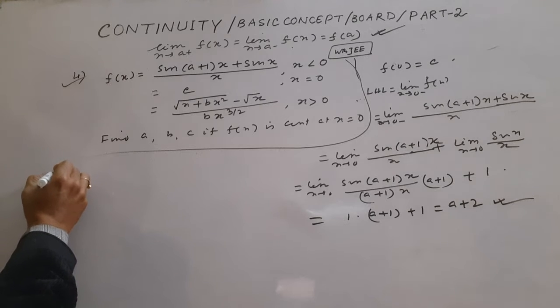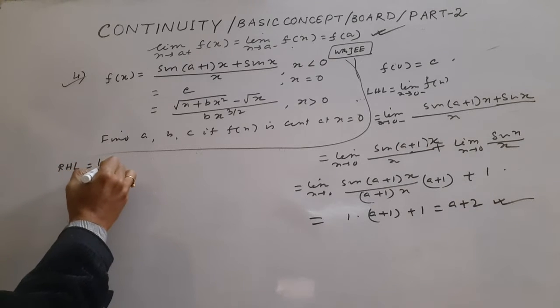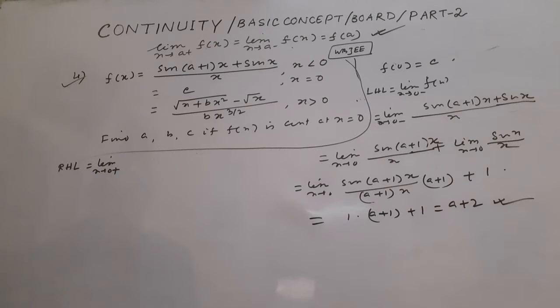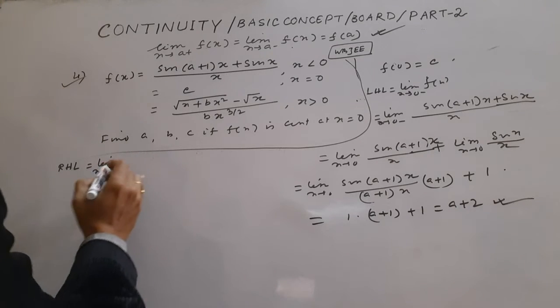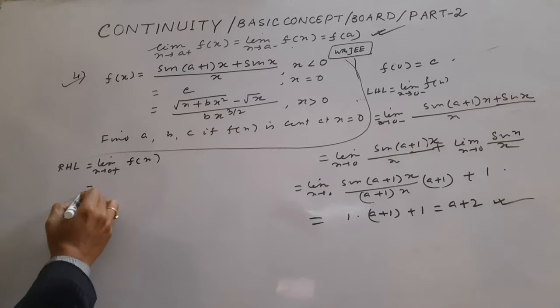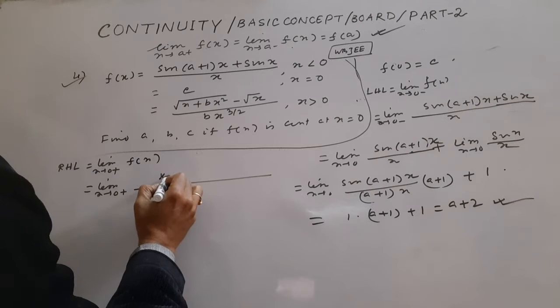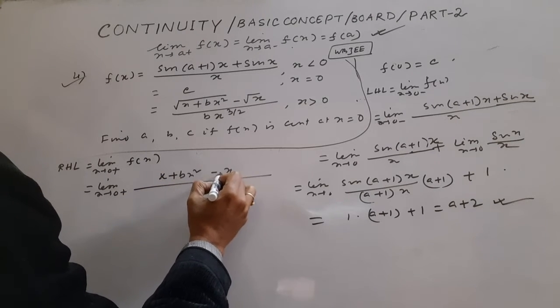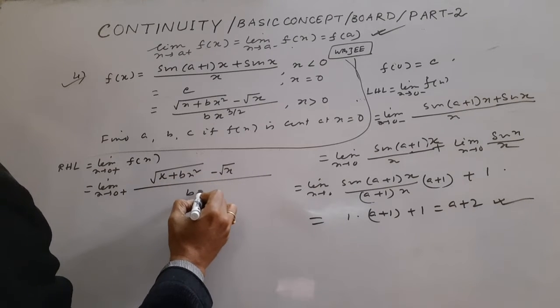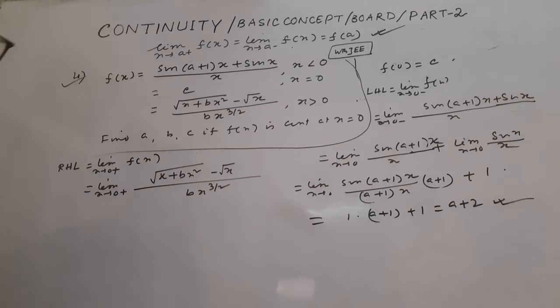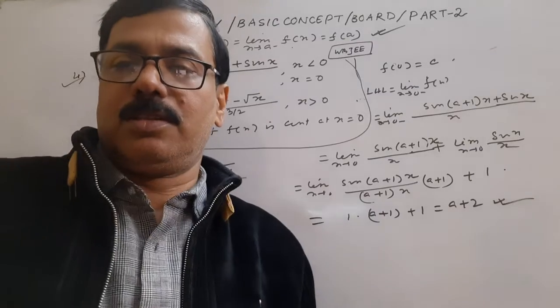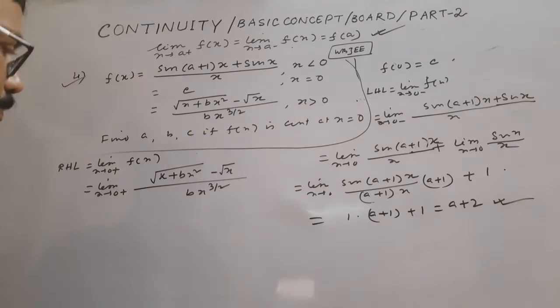Next, RHL. So limit x tends to 0 plus of f(x), which is limit x tends to 0 plus of x plus b x square, minus root x, divided by b into x to the power 3 by 2. Now, it is a problem of limit. Obviously, it is a problem to be solved by the method of rationalization.